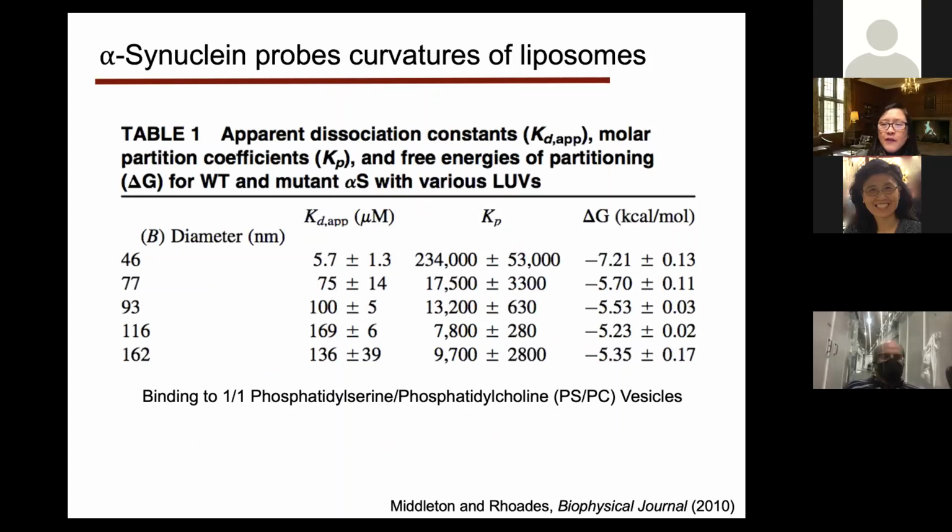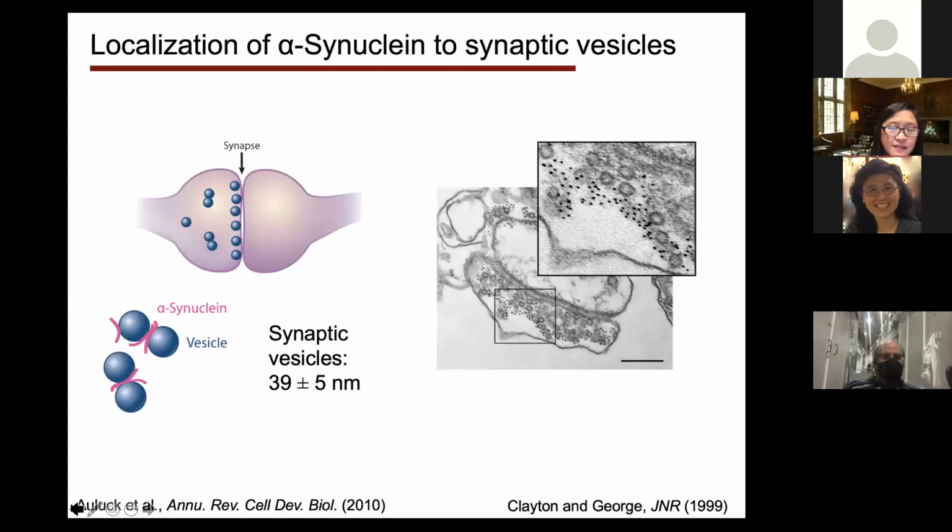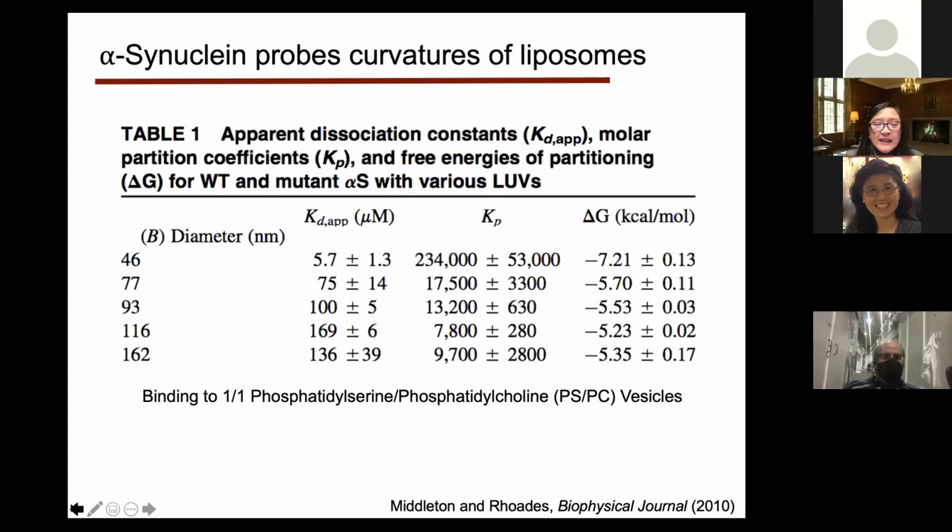So the question of how alpha-Synuclein actually probes the curvature of liposomes has been studied by other groups. So this is Liz Rhodes' result using vesicles of different sizes to really look at the dissociation constant of these vesicles, as well as showing the molar partition coefficients. And so this gives us a sense of the sensitivity.